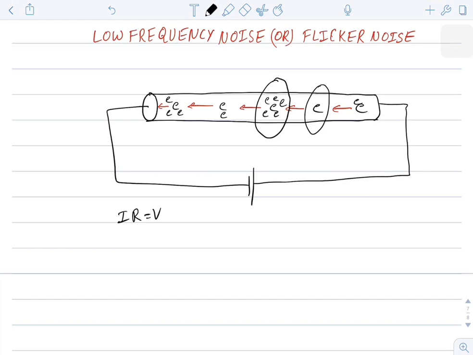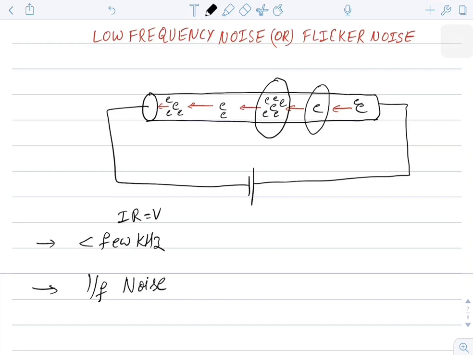That's why this noise is called low frequency noise. This phenomenon is generally observed for the frequencies less than a few kilohertz. That is why this noise is also called 1 by f noise. As the frequency increases, the value of this noise also decreases. That's why it is called low frequency noise.